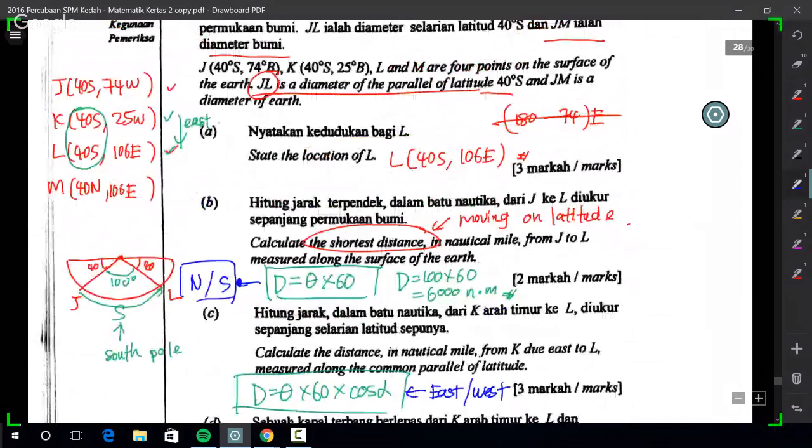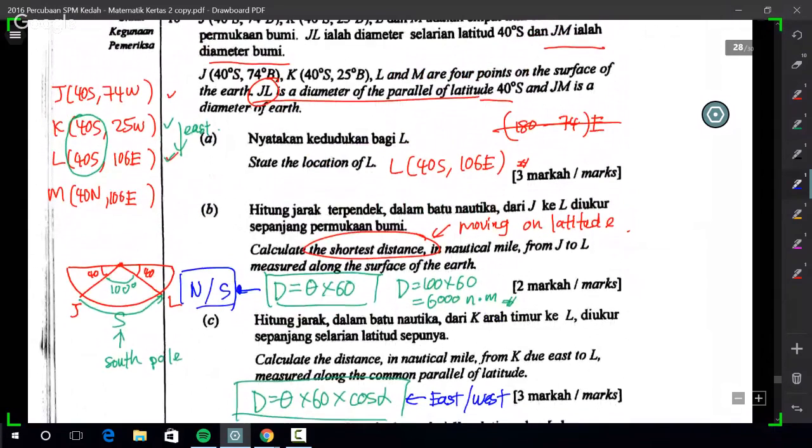Now the second problem is from 25 west to 106 east. Basically, how far they fly, I mean the degrees. Whenever this is 25 west and this is 106 east, do you see the symbol is not the same? If the symbol is not the same, you plus them together. If both are W or both are E, you minus them. Same symbol, minus; different symbol, you add them. So this one, you plus them together, you will get 131 degrees.